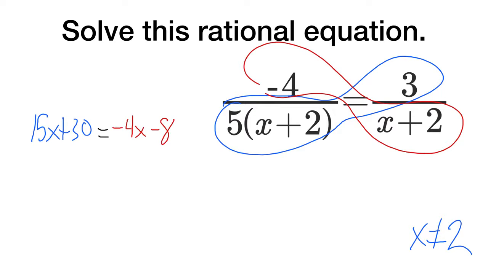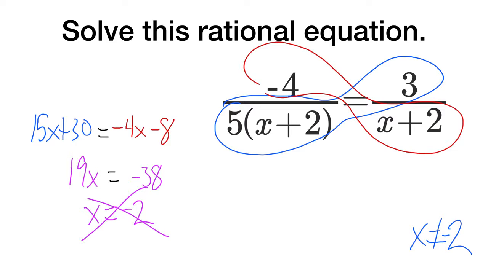And negative 4 times x plus 2 is negative 4x minus 8. So let's see, combining terms, that becomes 19x. And on the other side, that's going to equal negative 38. Wait a second here. That means x equals negative 2, but x can't equal negative 2. I got the wrong thing originally. Since x can't equal negative 2, that means no answer. Oh, so sad.